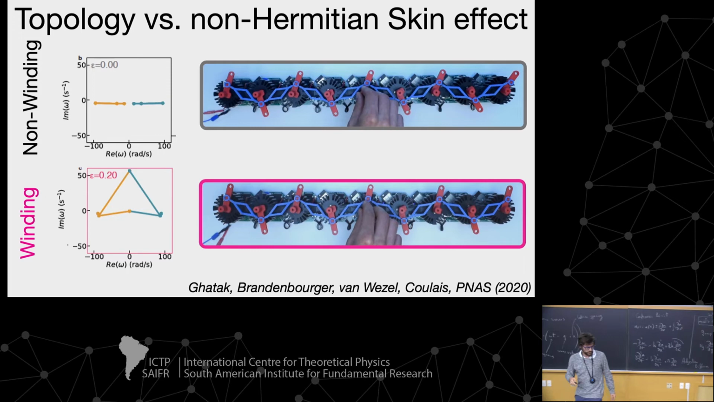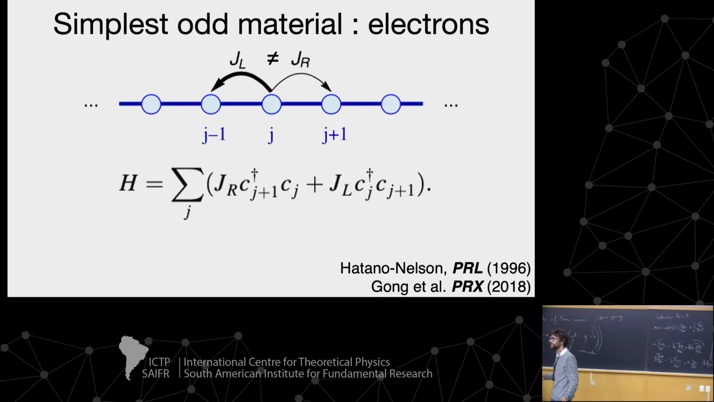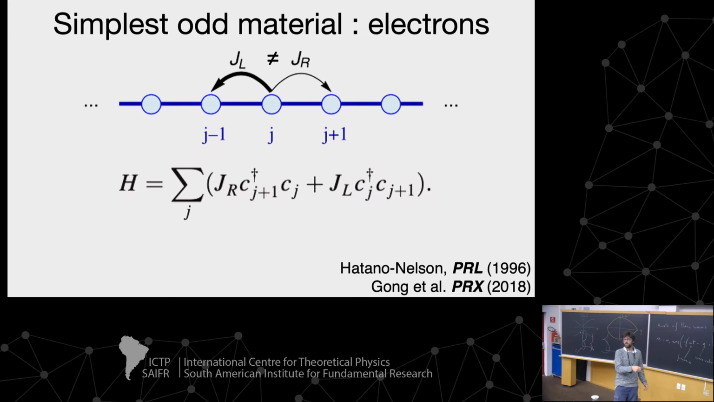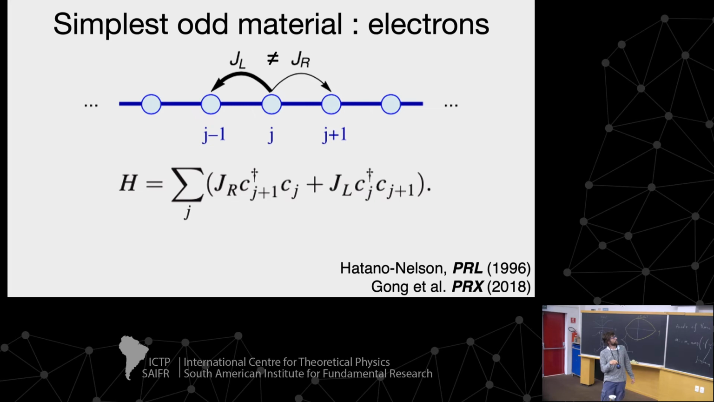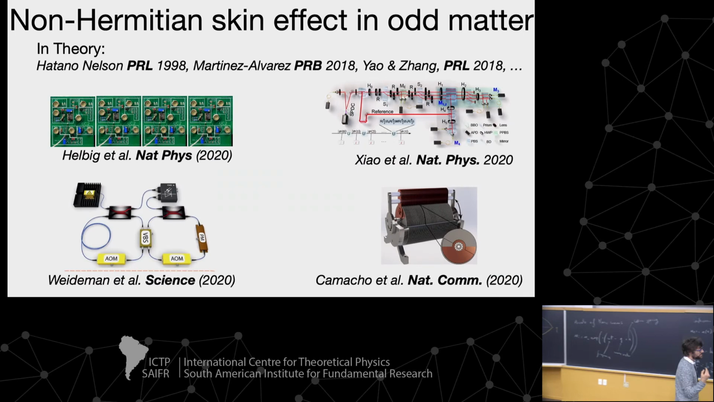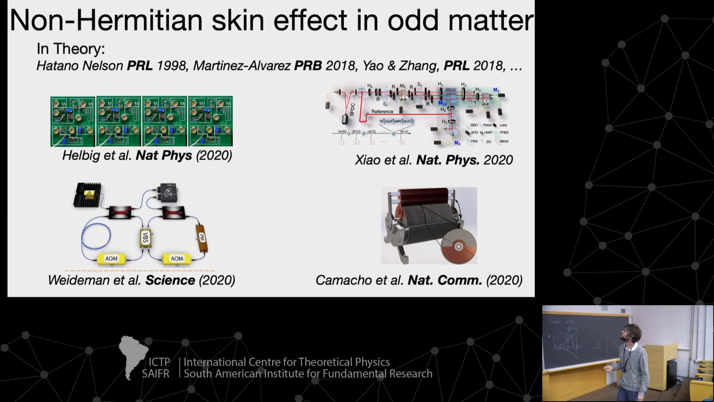So as I was saying, the advantage of doing linear physics is that you have many analogies. This model of non-reciprocal springs can also be carried over to non-reciprocal hopping coefficients for electrons. That was a paper, quite old now, by Hatano and Nelson that introduced this kind of Hamiltonian. Since then it has been revisited across different fields of physics, in photonics and cold atoms, and so on and so forth.